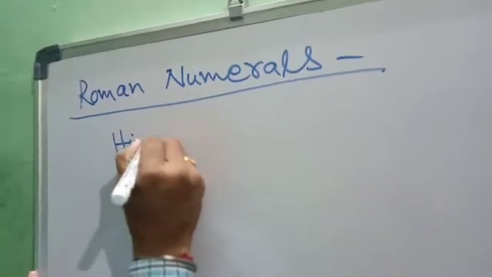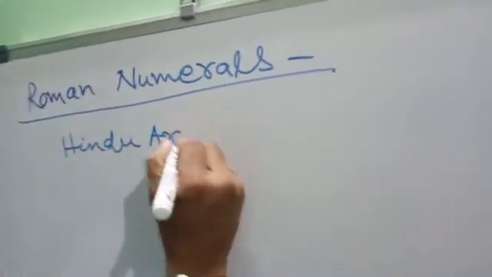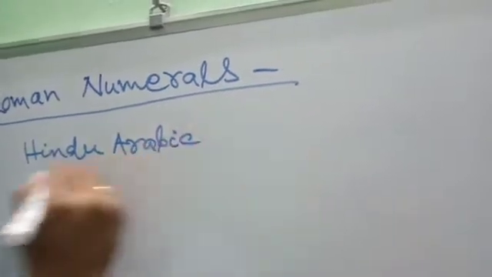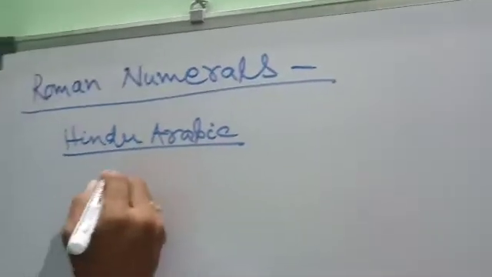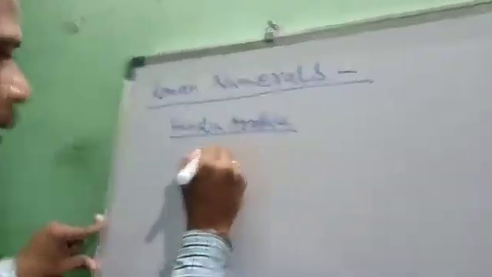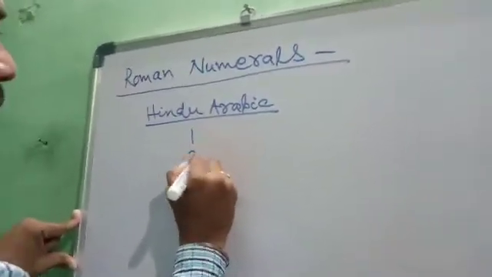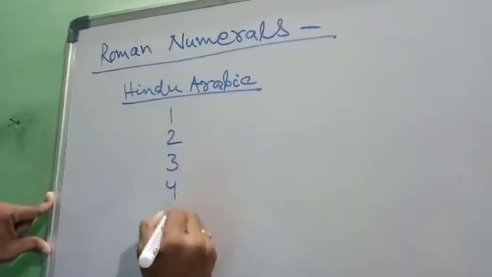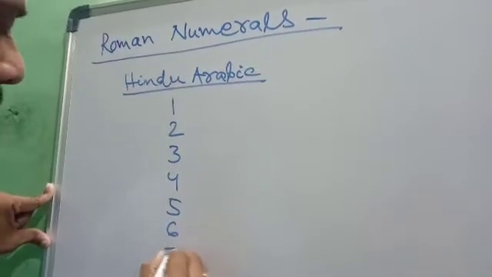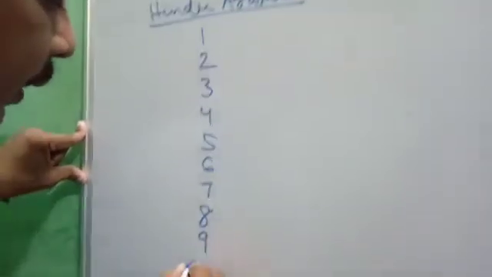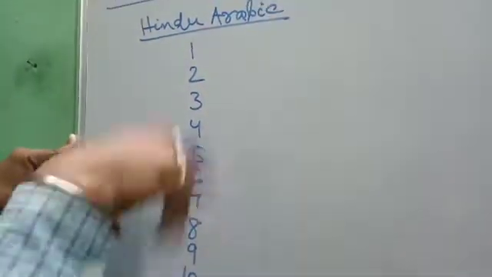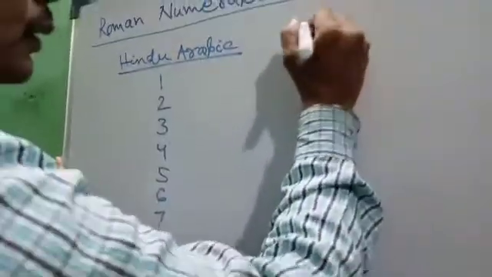First, Hindu-Arabic means the numbers which we use daily. These are called Hindu-Arabic. For example, 1, 2, 3, 4, 5, 6, 7, 8, 9 and 10. I have written up to 10.